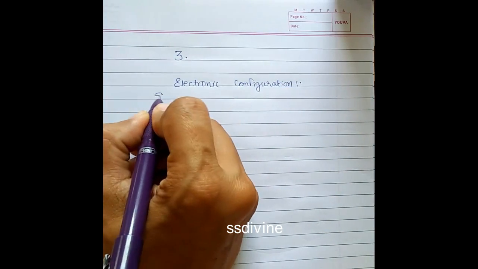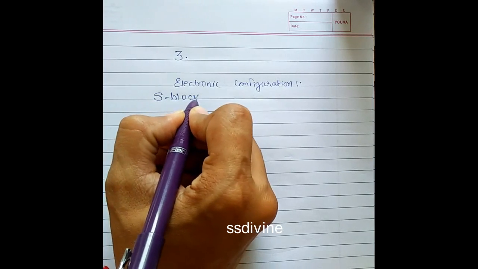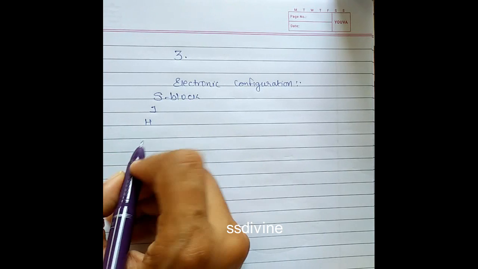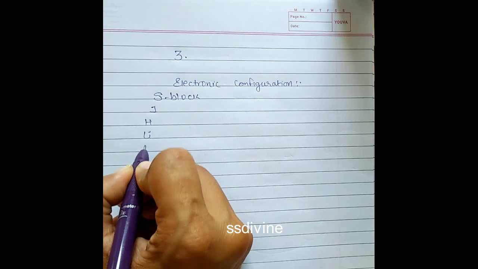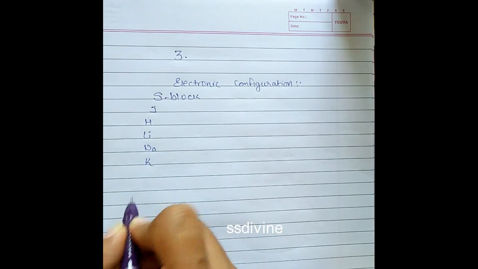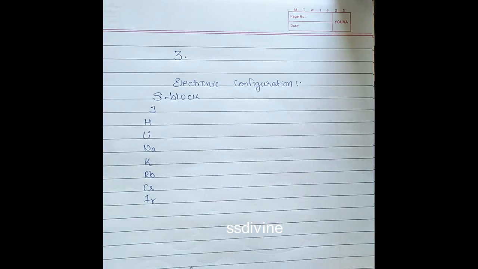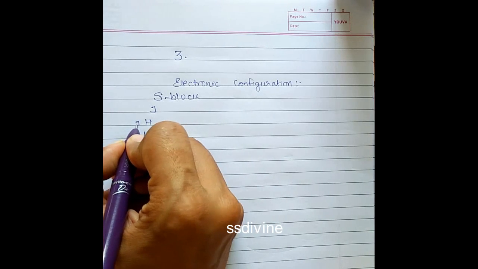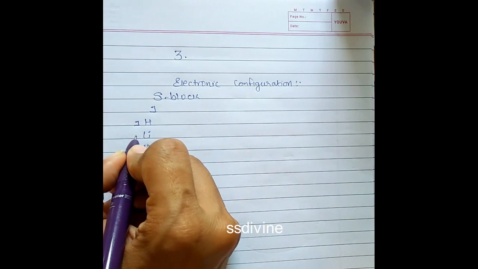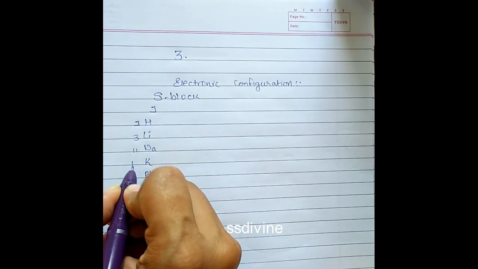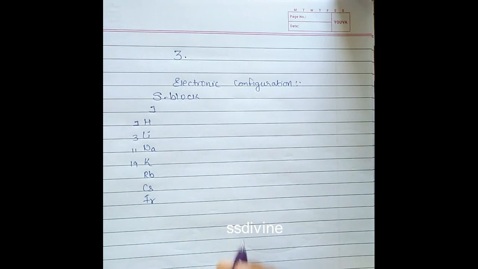When we talk about s block, the first group is hydrogen, then lithium, sodium, potassium, rubidium, cesium and francium. These are the elements of group 1. So I will just show you. The atomic number of hydrogen is 1, that of lithium is 3, sodium 11, potassium 19, and you can add 18, 32, right?